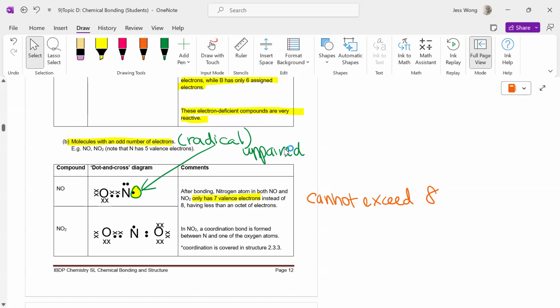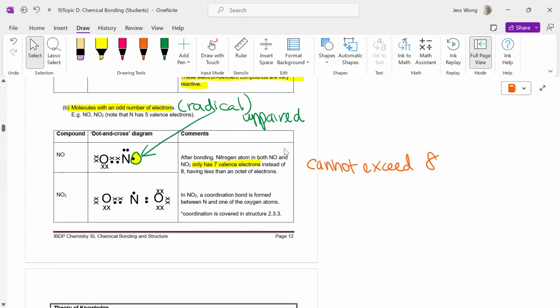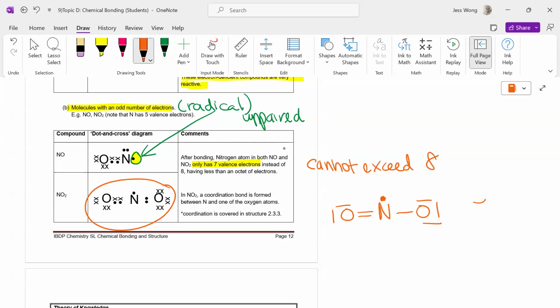So example, let me show you a structure. This is NO2. In NO2, it's like this. Sorry, this is a radical, an unpaired electron. We represent the unpaired electron with a dot instead of a line. A line is a lone pair, a pair of electrons. A dot is one single electron. So if you look at this, you'll find that nitrogen has 7 electrons. So some students will ask, then can we do this?